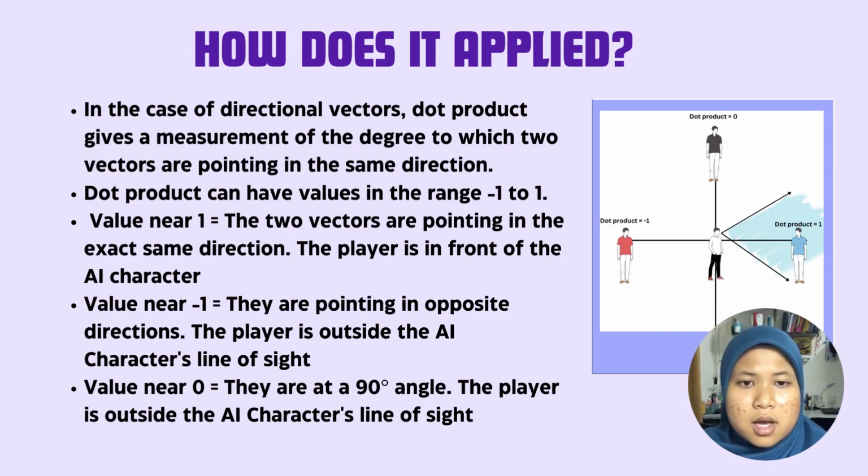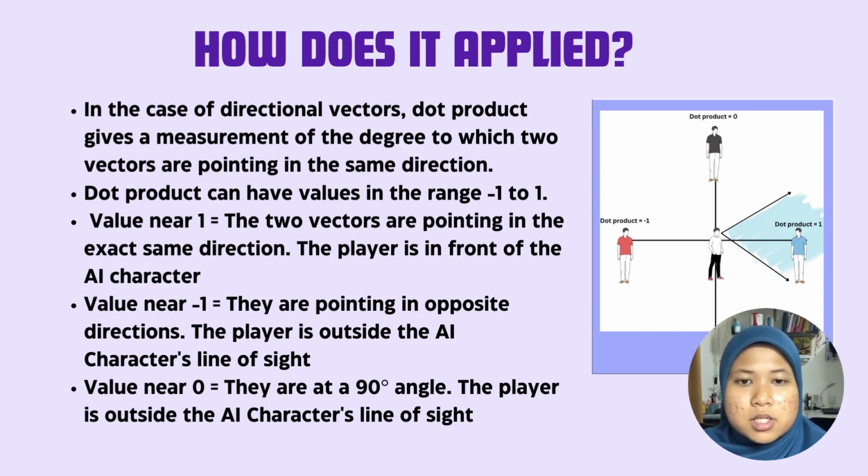Dot product can have values in the range -1 to 1. When the value of the dot product is near 1, the two vectors are pointing in the exact same direction, which means the player is in front of the AI character. When the player is outside the AI character's line of sight, the value of the dot product is near -1 or near 0, which means they are pointing in opposite directions or they are at a 90-degree angle.